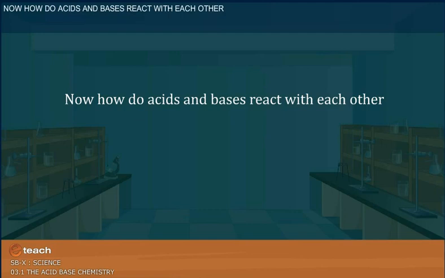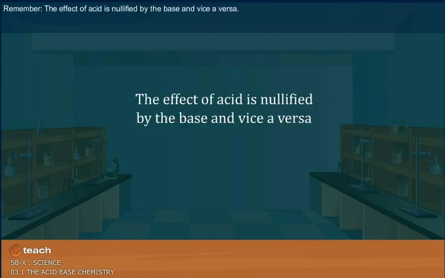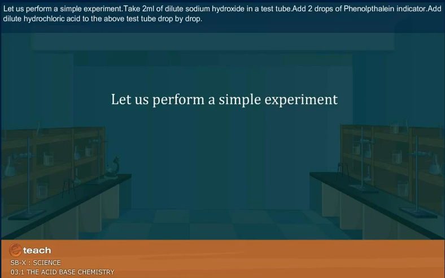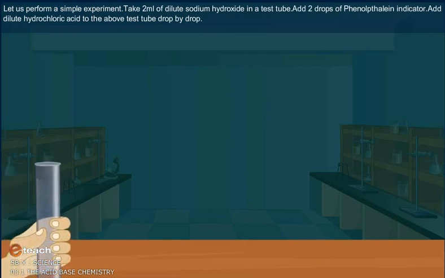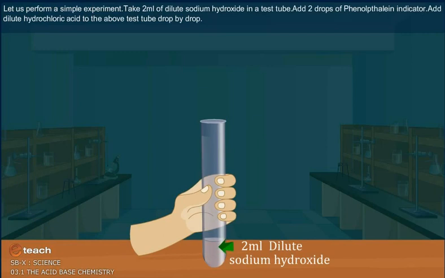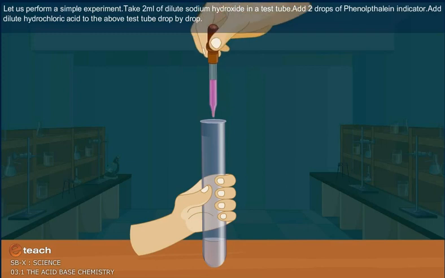Now, how do acids and bases react with each other? Remember, the effect of acid is nullified by the base and vice versa. Let us perform a simple experiment. Take 2 ml of dilute sodium hydroxide in a test tube. Add 2 drops of phenolphthalein indicator. Now, add dilute hydrochloric acid to the above test tube drop by drop.